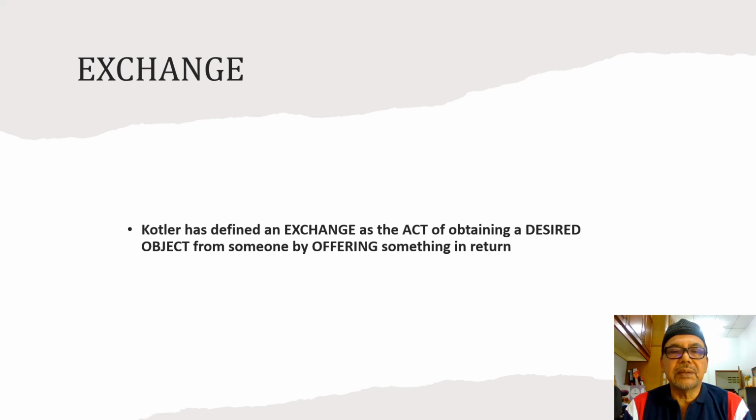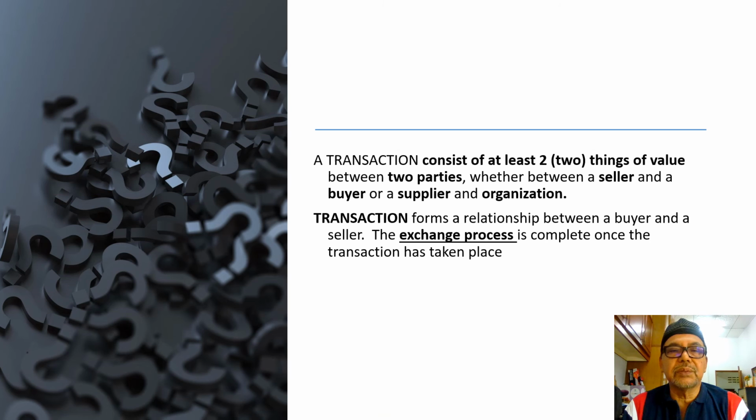Exchange, what is exchange? As defined, it is the act of obtaining a desired object from someone by offering something in return. In the current situation, normally in exchange we use money. Money is the medium of exchange. It can be other things, but money is currently used all over the world as a medium of exchange to buy and sell goods. A transaction consists of two things of value between two parties, whether between seller and buyer or supplier. So that is the medium of exchange, the money.